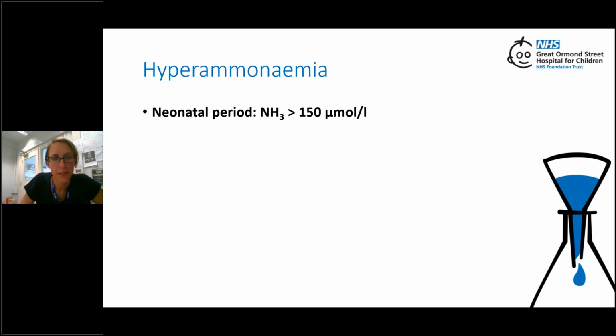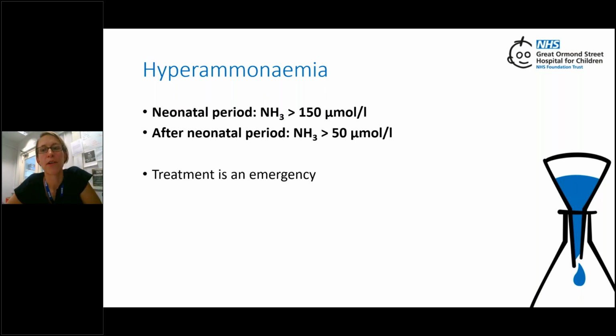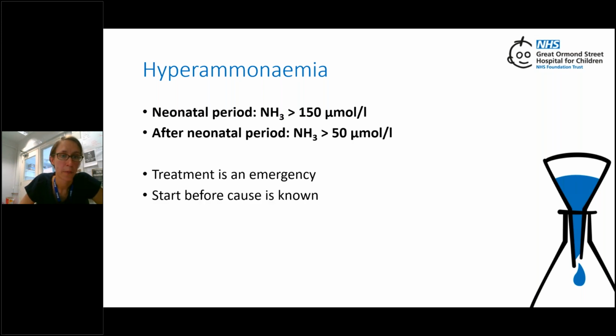And there's always the question, when do we decide what is actually hyperammonaemia? So in the neonatal period, we usually get concerned if the ammonia is anything above 150, while after the neonatal period, anything above 50 is abnormal. And the treatment of hyperammonaemia, I've already mentioned, is an emergency because you want to prevent any neurological damage. So we always have to start treatment before the cause is actually known. But of course, we would send off, whenever possible, the investigations before we actually start treating.